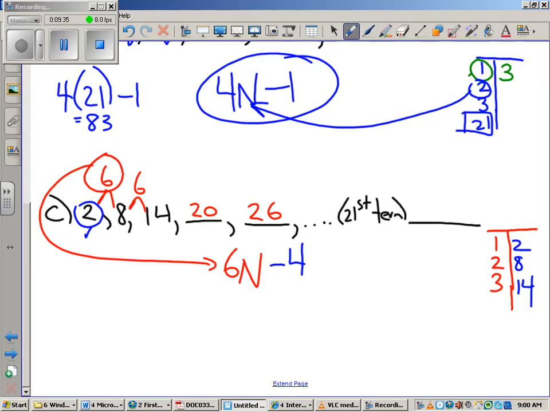Knowing that this is our expression, this being our variable, those two being our constants, we can now substitute for the 21st term. To do that, we substitute 21 right there. Complete the question. 6 times 21 is 126. Minus 4 is 122. That's it, guys. Make sure we have it because we're going to move on to something different tomorrow.